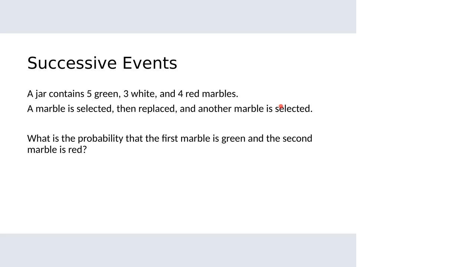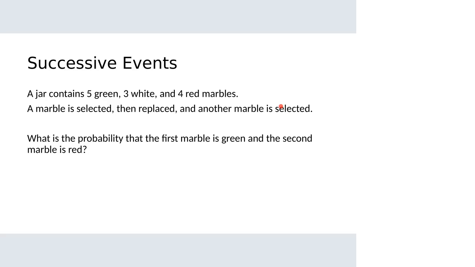A jar contains 5 green, 3 white, and 4 red marbles. A marble is selected, then replaced, and another marble is selected. What's the probability that the first marble is green and the second marble is red? We're going to talk about this situation a little bit before we answer the question.